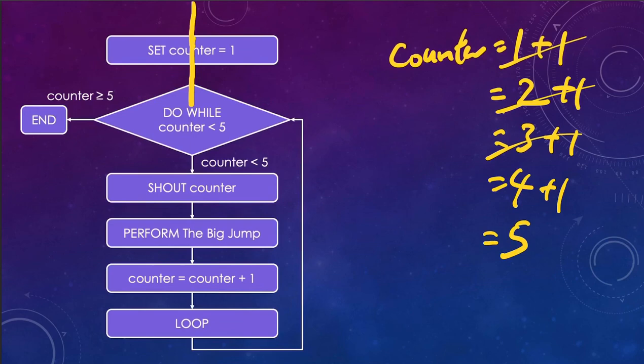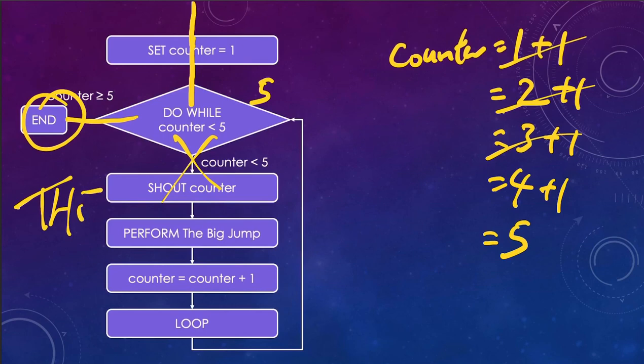Now that counter is 5, we need to ask ourselves this question. Is the value less than 5? No, right? Counter is 5, so it's not less than 5, so we cannot go here anymore. We will have to go here, which is the end. And there you have it. This is how we read the do while loop.